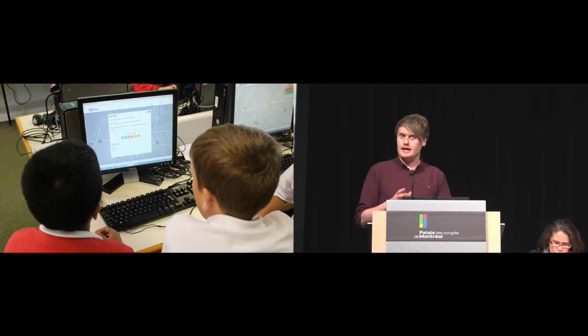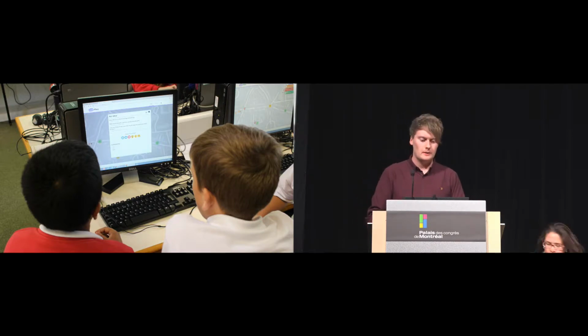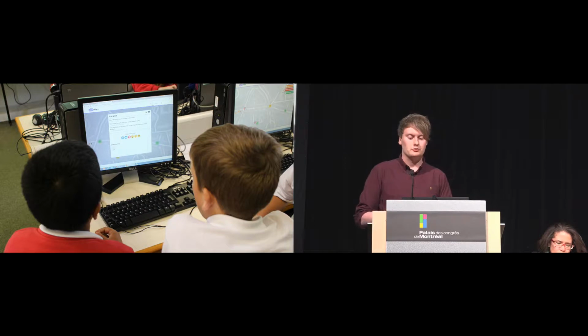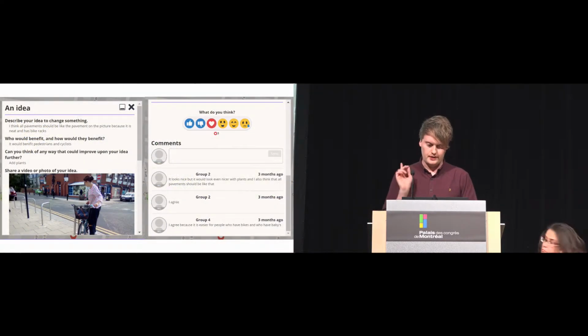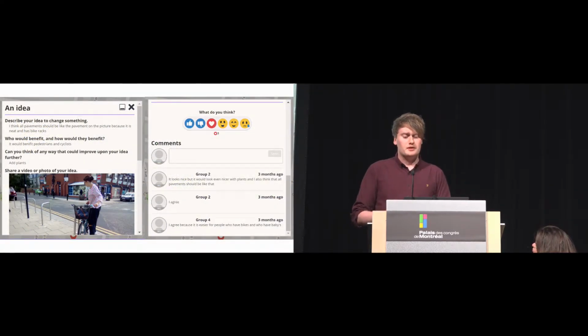We ran this session in two parts. So firstly, the children worked in their groups to place as many pins as they could in the time they had available. And then once they'd done this, the children would browse each other's pins and provide feedback in the form of comments and of emojis, which you can see here. Between the two schools, they generated hundreds of pins and comments that reflected the multiple problems that they found in the neighbourhood and the ideas they had to solve these problems.